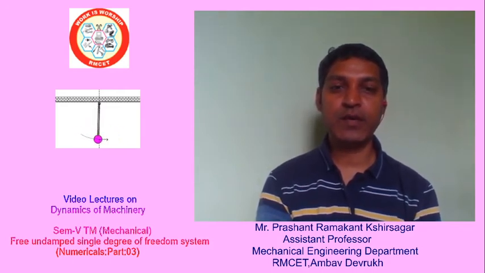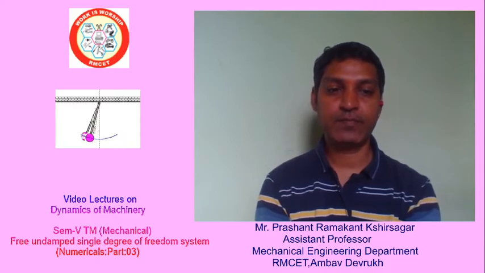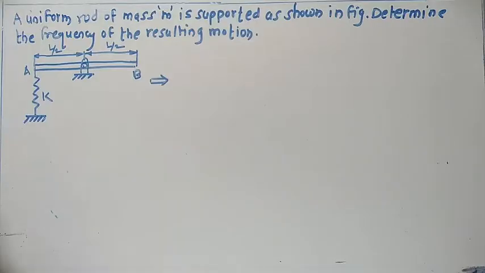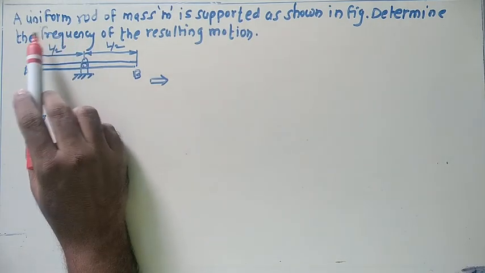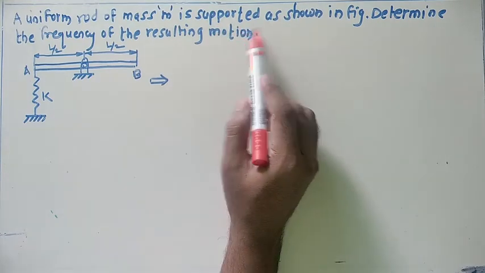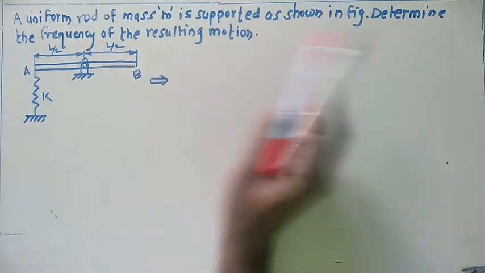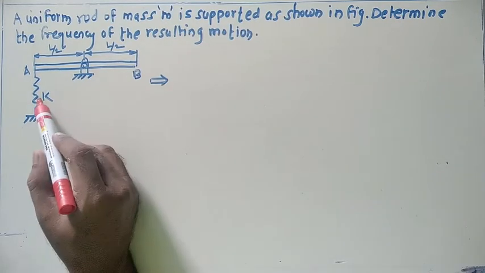In today's lecture, we'll discuss numericals on free undamped single degree of freedom system. So let us start the first numerical on the same topic. A uniform rod of mass m is supported as shown in figure. Determine the frequency of the resulting motion. The system is given like this.